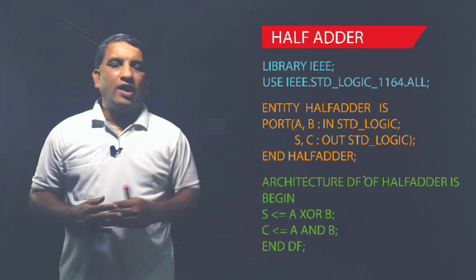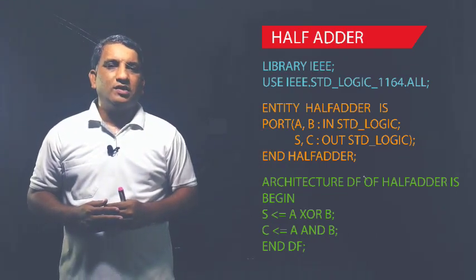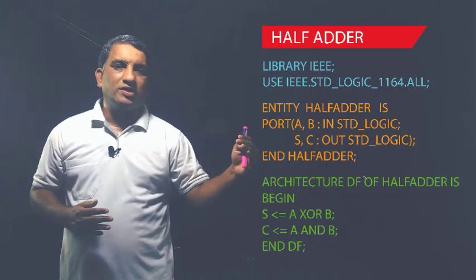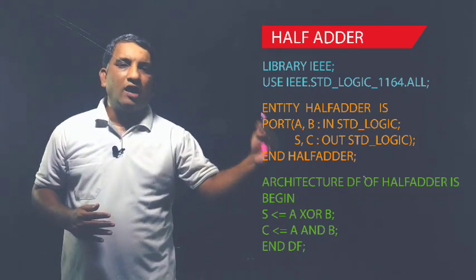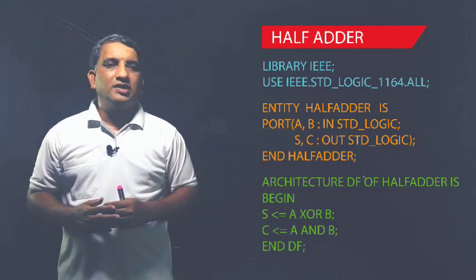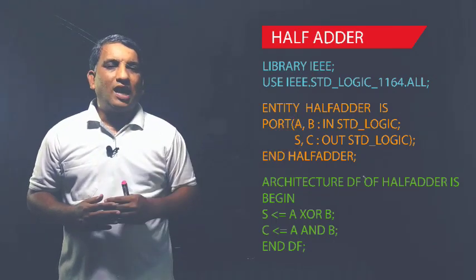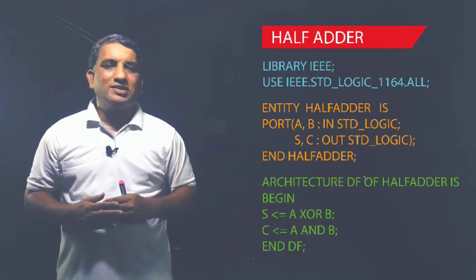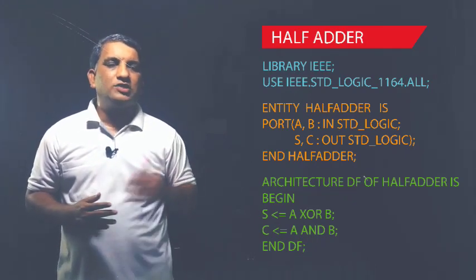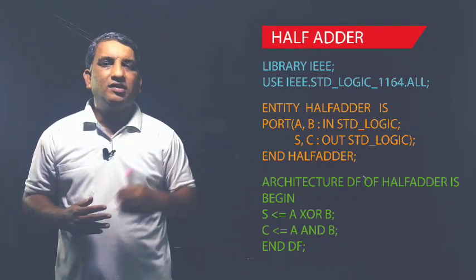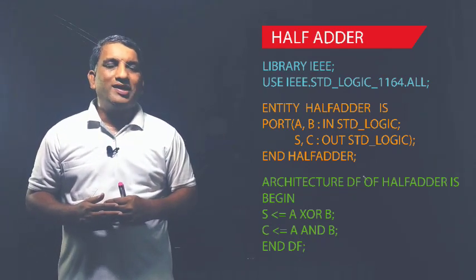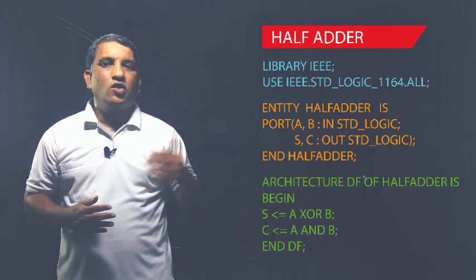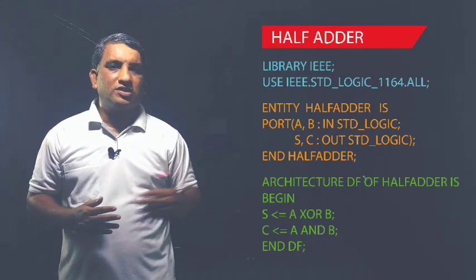After the of, I have to give the name of this entity. The name of that entity was half adder. So I will write architecture df of half adder. Then keyword is. Then if you see the output equation of this half adder, it consists of the variables or alphabets which are already declared in the entity part. So that's why there is no extra declaration of constants, variables, signals, functions or anything.